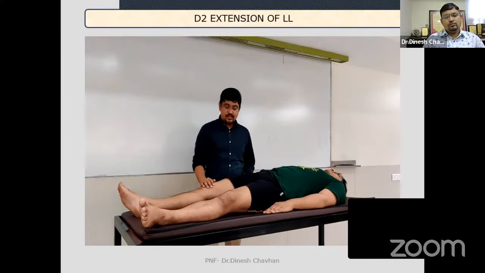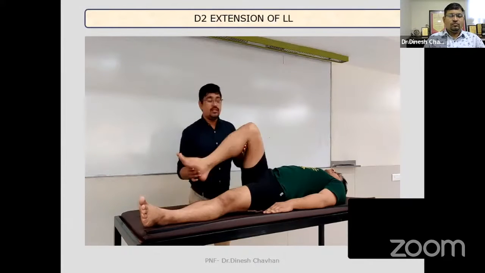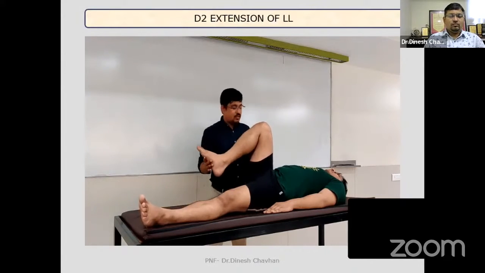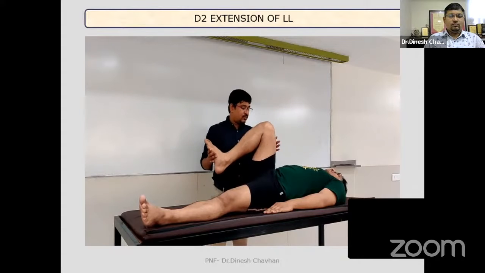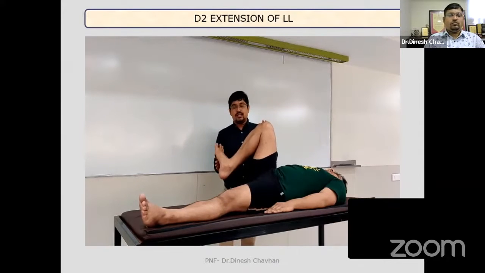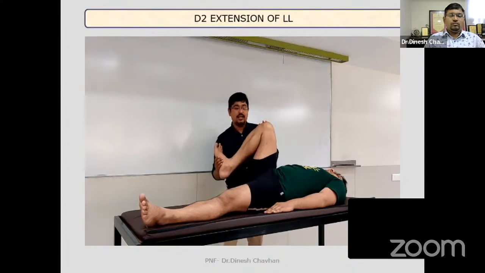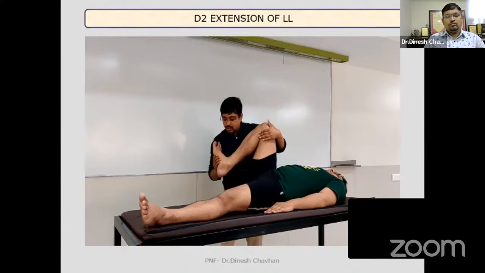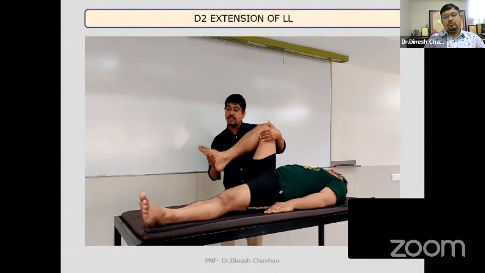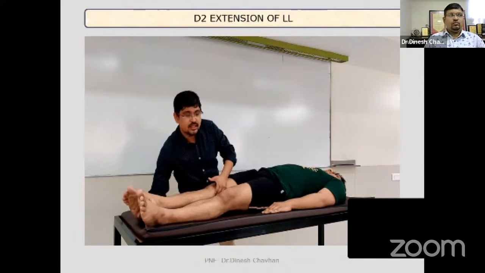Now we will see D2 extension of lower limb PNF pattern. So initial position is D2 flexion of lower limb. What is happening in D2 flexion: abduction, internal rotation at the hip, knee flexion, dorsiflexion and eversion. Now I put the plantar aspect of the hand on the lower thigh. Now what you have to do, touch your heel to the opposite heel. Okay, down, good. So this is the end position.